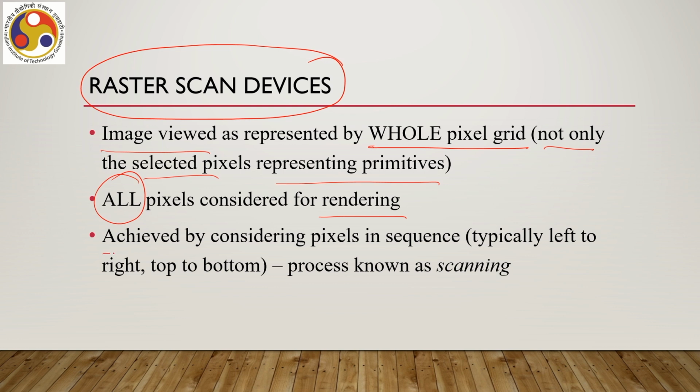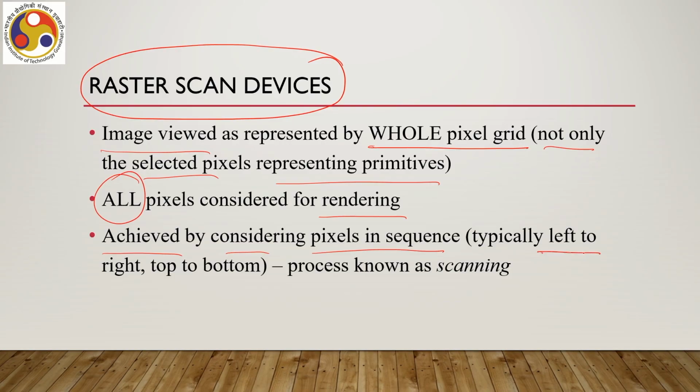This is achieved by considering pixels in sequence. Some sequence has to be maintained to activate all pixels with appropriate input, so that all can emit light with appropriate intensity, so that the overall perception comes. Now, typically the sequence is from left to right, top to bottom. This process of scanning or selecting all the pixels in sequence is called scanning or raster scanning.